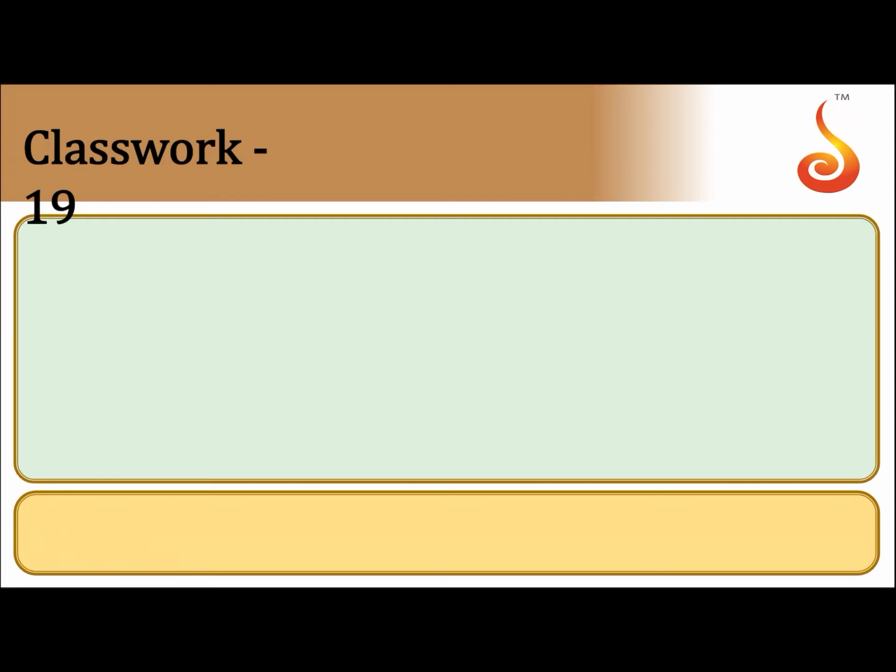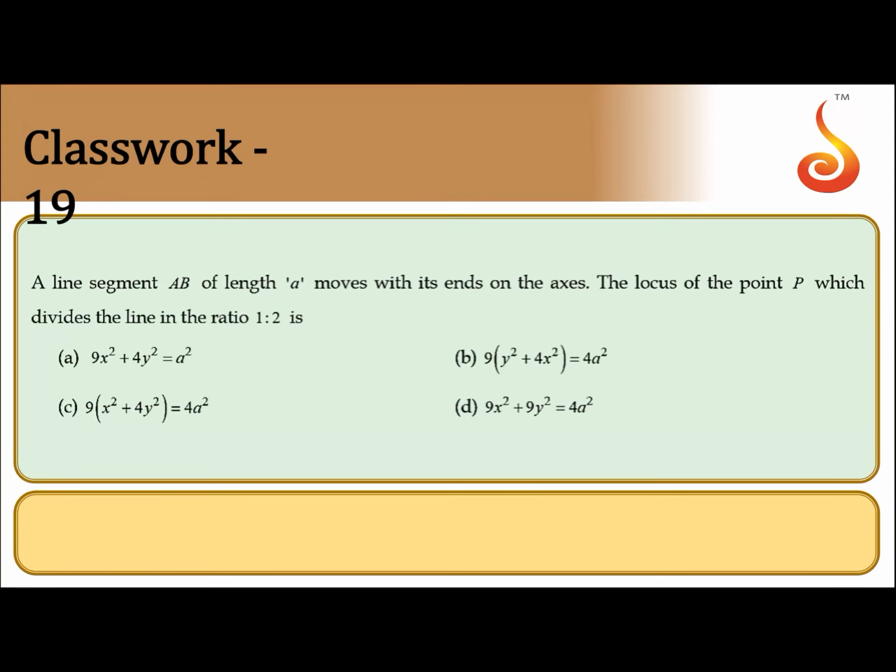So the answer is B. Coming to the next one, a line segment AB of length a moves with its ends on the coordinate axes. Then the locus of the point P, which divides the line in the ratio, is asked. So this is the rod AB of length a, which is moving on the coordinate axes with its ends, and the point P is dividing it in the ratio 1:2. We have to find the locus of P, and the length of AB is a.